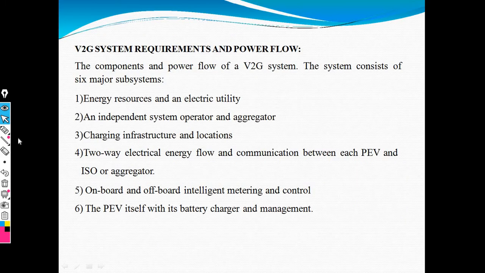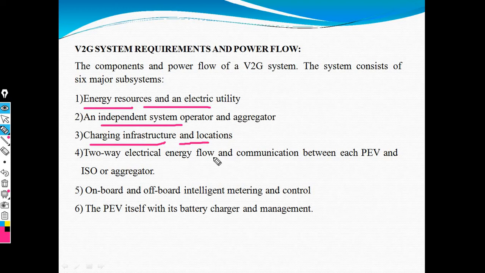The next point is the vehicle to grid system requirements, in which we need different energy sources like nuclear power plant, hydropower plant, thermal power plant, and wind energy. These are the energy sources used in the vehicle to grid system. We also require an independent system operator, and charging infrastructure at different locations.